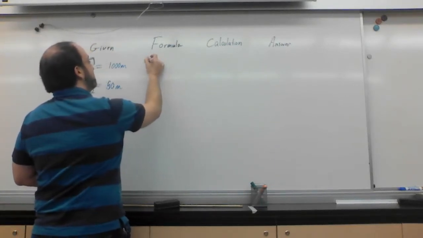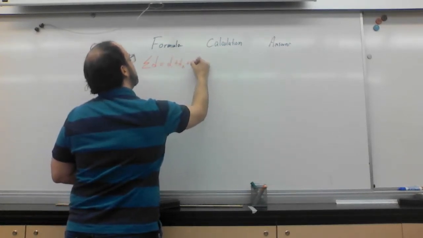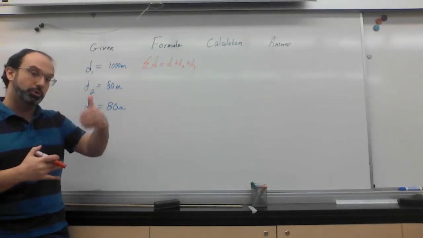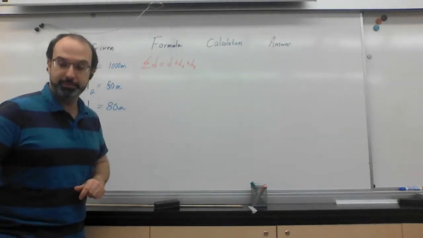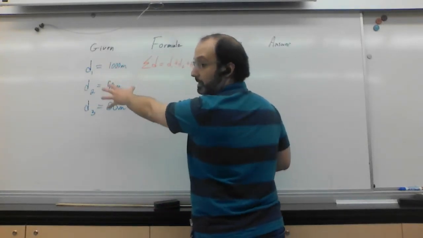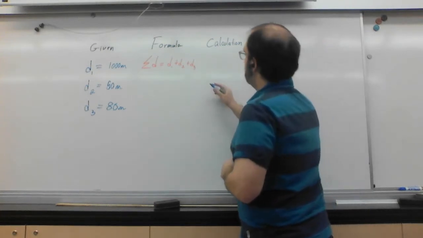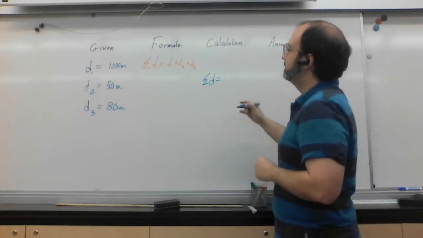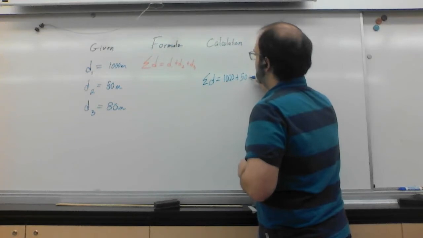So our formula, I'm going to use the sigma form, D1, D2, D3. It's literally 3 in this case, so I don't have to go any further. Normally, if there was 4, 5, 6, I would have to add another D, another D, another D. Not in this case. Then I do the calculations. This is where I take the numbers in the given and I plug them into the formula, and then I write all that down. So that means that sigma D, which remember sigma means the sum, the total, is equal to 1,000 plus 50 plus 80.